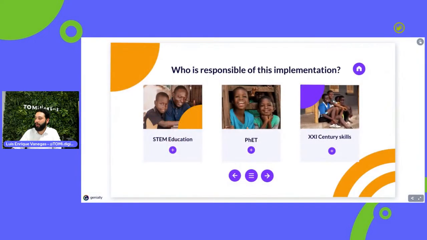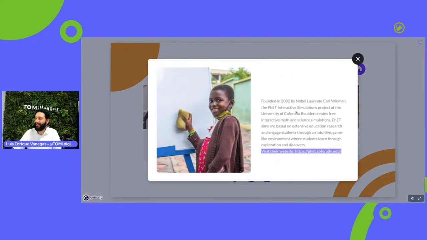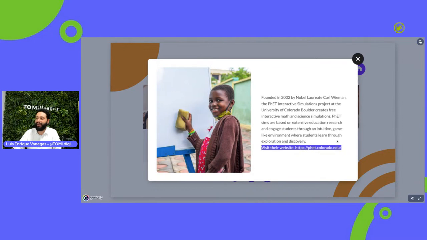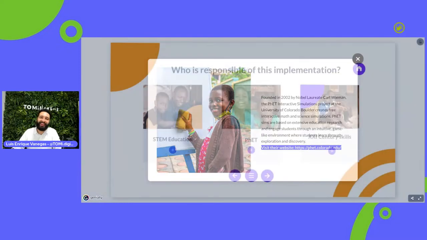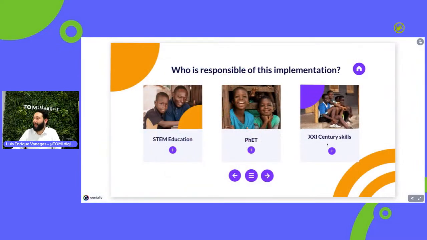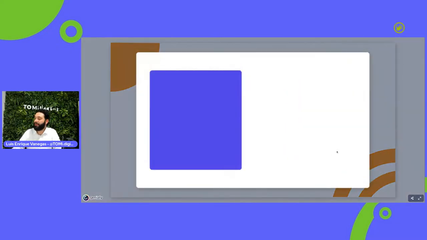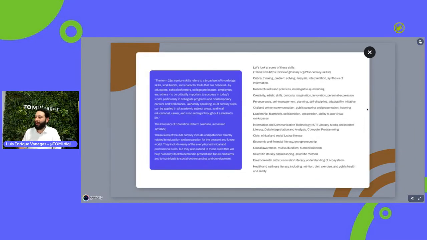So STEM, we also have some PhET ideas over here. So an explanation of what is PhET and the website in which you can go and look at the simulations and work them on your own and make them part of your next class. Why not? And finally, we're going to talk a little bit about 21st century skills. So this is something that it's definitely important to mention. This is not absolutely directed to education, but a big part of it is education, and I will tell you why in a moment. So first of all, a little bit of theory.